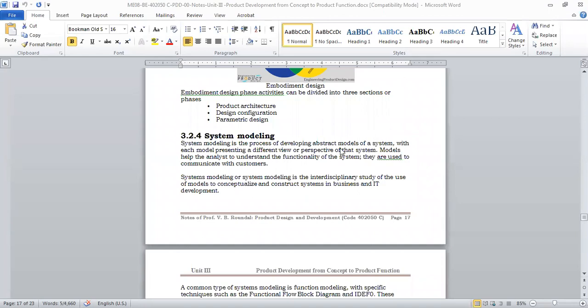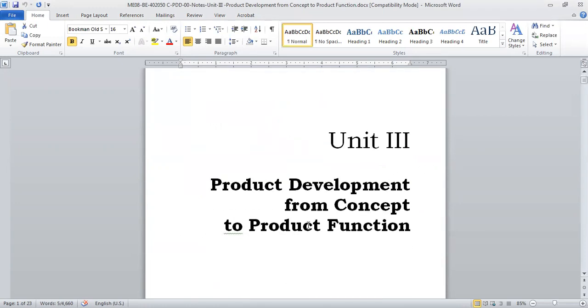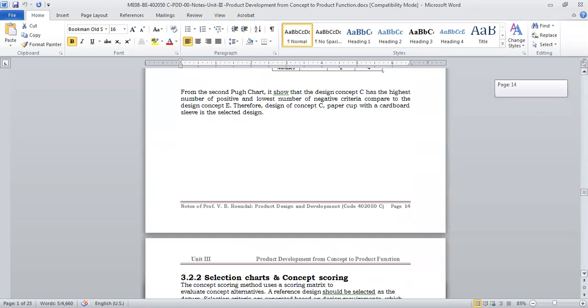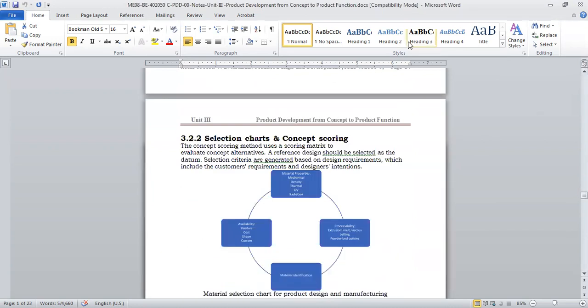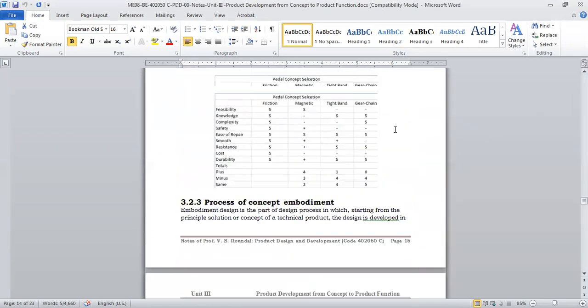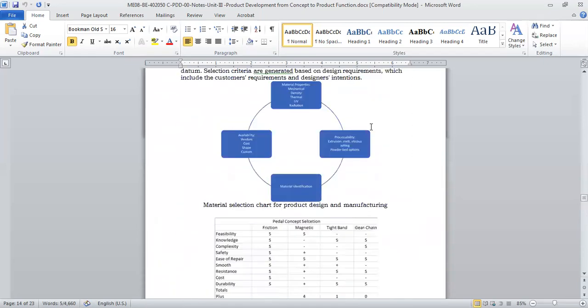Okay, so till today, we have gone through unit number 3, which is from concept development to where we are going to do the product function of the product. For that, as we discussed, we need a proper concept. In the last few lectures we talked about the selection of a proper concept. We have seen selection charts, and before that we have seen the Pugh method also.